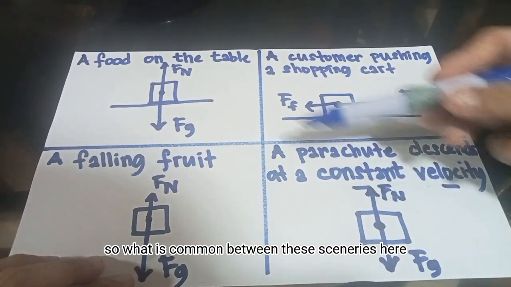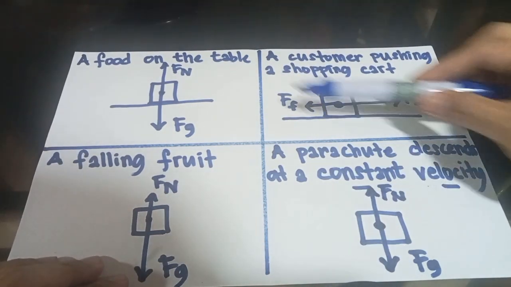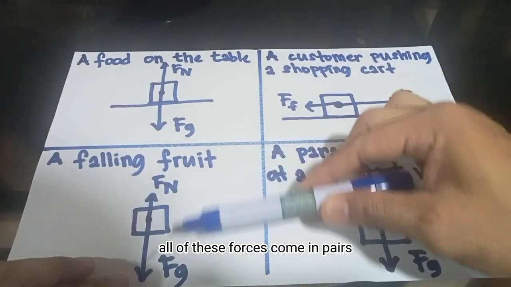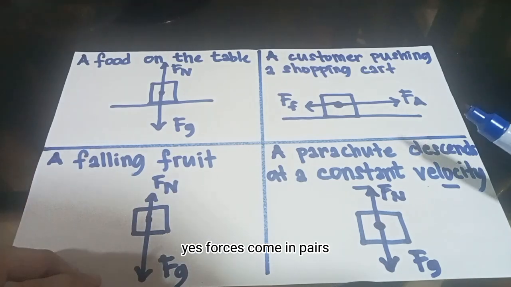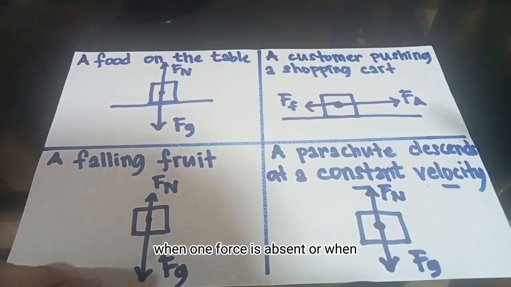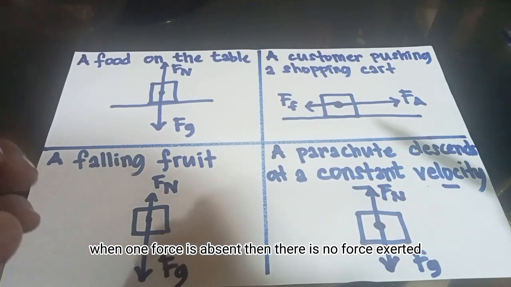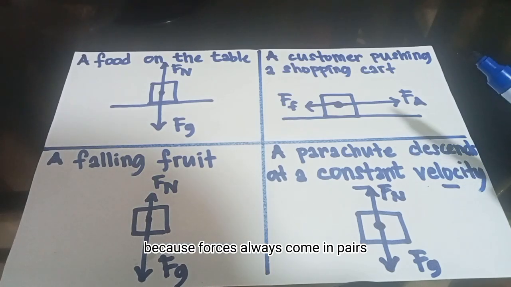So, what is common between these scenarios here? All of these forces come in pairs. Yes, forces come in pairs. When one force is absent, then there is no force exerted, because forces come in pairs.